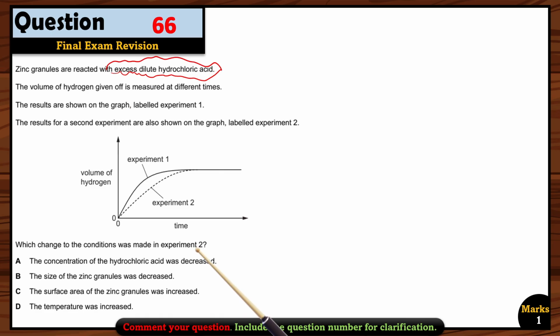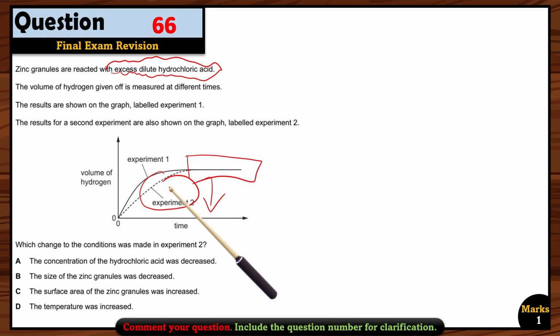If you see, the experiment 2 is less steeper than experiment 1. It means something has been decreased here now, because this one is slower. The rate of the reaction is slower, but the product is same, right? So it means nothing to do with the volume. Now the factors can be temperature, pressure, or concentration or surface area. We can see one by one. The concentration of HCl was decreased.